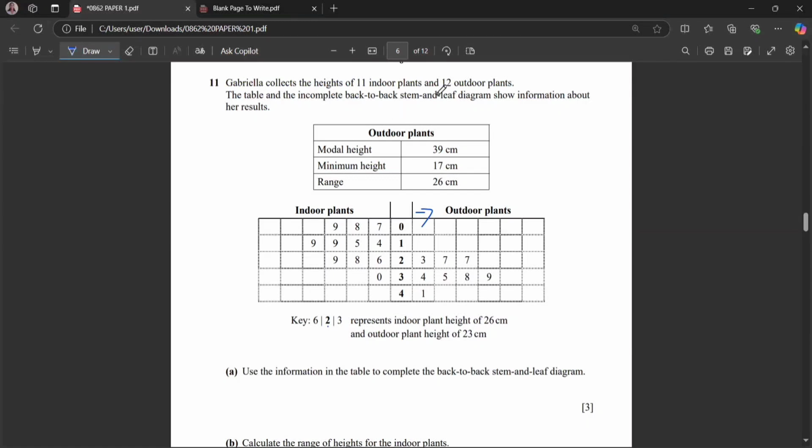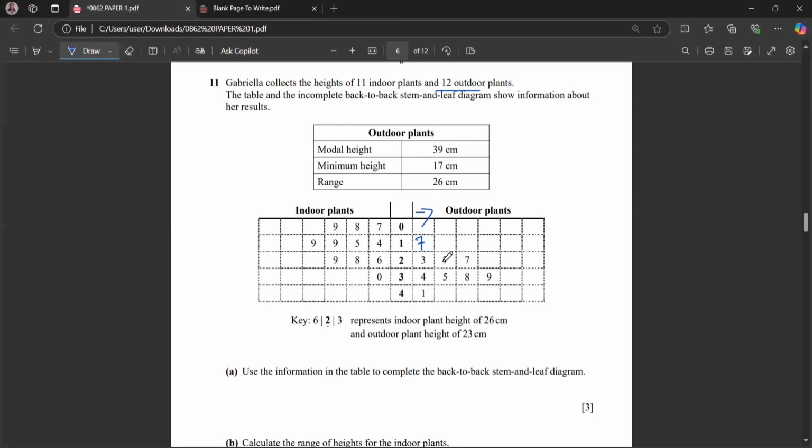So over here, 12 outdoor plants, out of that they have given 1, 2, 3, 4, 5, 6, 7, 8. 8 values they have given. So you have to fill in 4 more values. So minimum height is 17, that means starts from 17. And the modal height they said is 39.